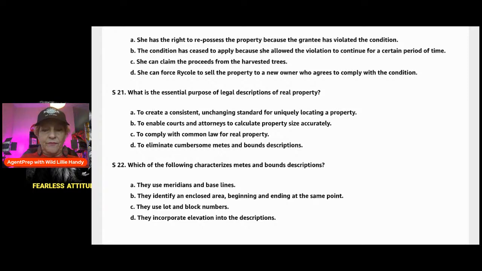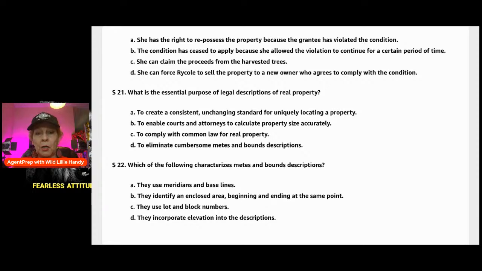Okay, so far we've got B and B. Anybody else? And yes, all of you are correct. The answer is B. They identify an enclosed area, beginning and ending at the same point.